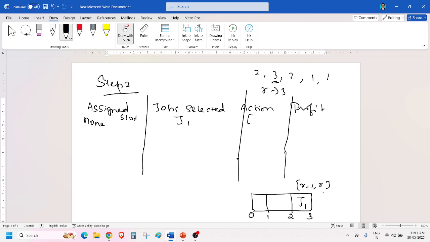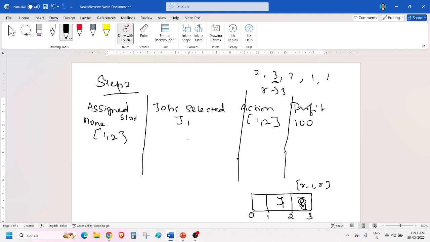Sorry, so we have to take R minus 1, and we get 2 comma 3. So this is the place which we have taken. So R minus 1 comma R, so you will get 1 comma 2. Here you will get 1 comma 2. The profit is 100, so we are taking that. So we have assigned 1 comma 2.